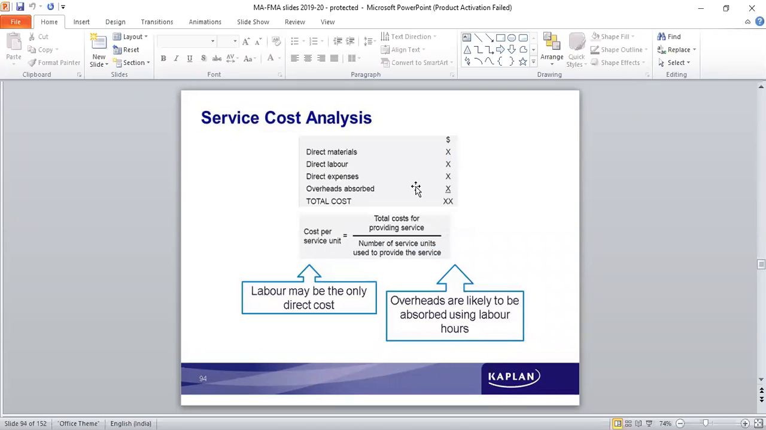How to account for the cost? Service cost analysis. There's direct material, direct labor, direct expenses, then overhead cost. All the costs are added together as total cost. After the total cost, just divide by whatever is the base. That is, we've seen various types of cost unit. So total cost for providing service divided by number of service units used to provide the service. Okay.